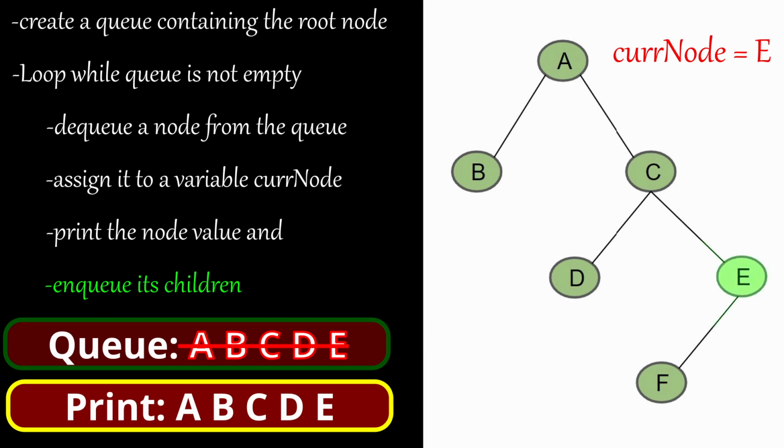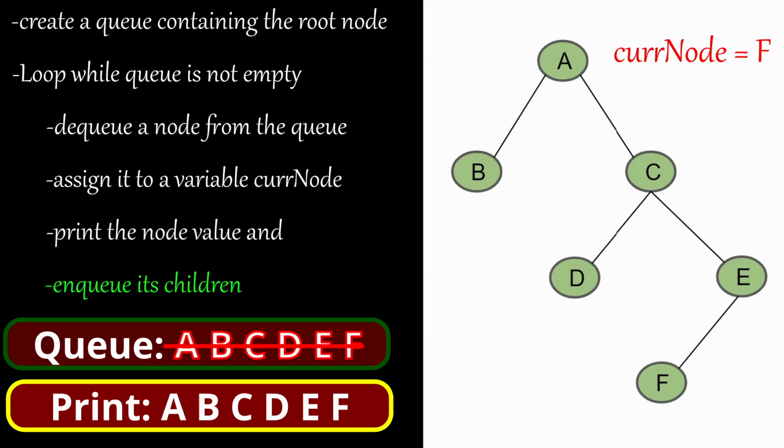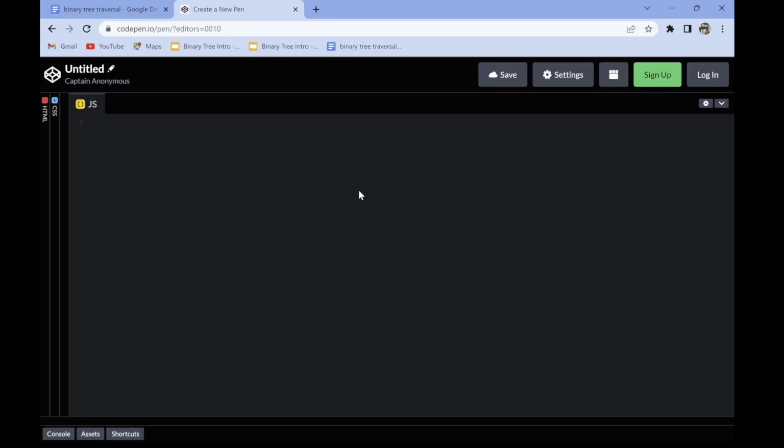Node E has only one child, which is node F. So we enqueue node F, and because the queue is still not empty, we dequeue node F and assign it to the variable current node. Then we print its value and enqueue its children. But node F has no child, so there is nothing to enqueue. At this point, we can see that our queue is empty, so the loop completes. Very simple. Let's implement this in JavaScript.